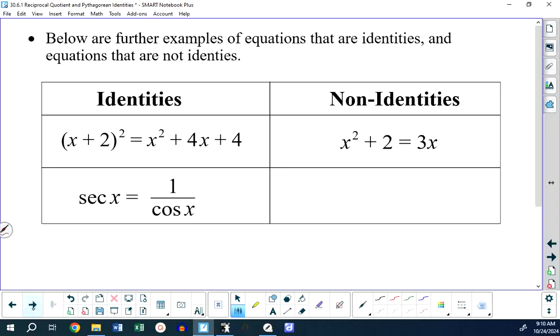Is this an identity? Yes, because secant of x is defined to be the reciprocal of cosine. If I wanted to prove this, I would put a line here, and then I would go, oh, well, this is 1 over cos x, and I'd be done. You're not going to be asked to prove identities like that, okay? This is not an identity. Are there values of x that make this true? Yes. Pi over 3, 7 pi over 3, negative pi over 3. There's lots of them, but not every value of x makes it happen.